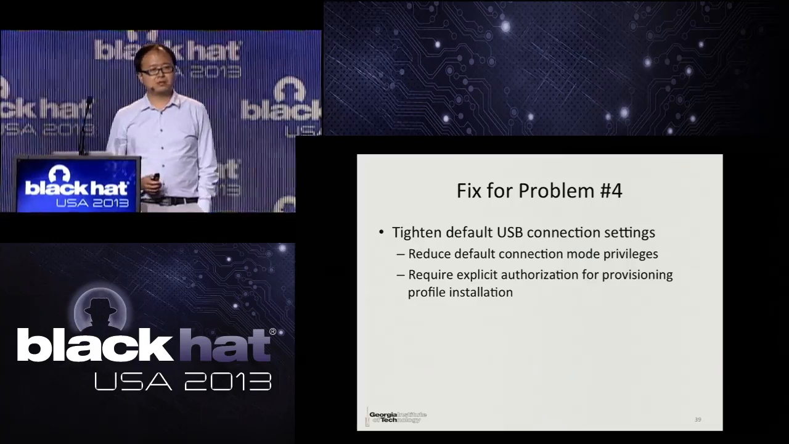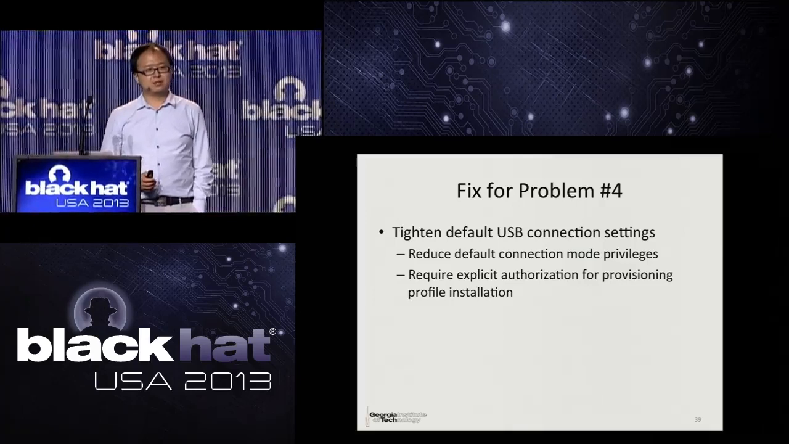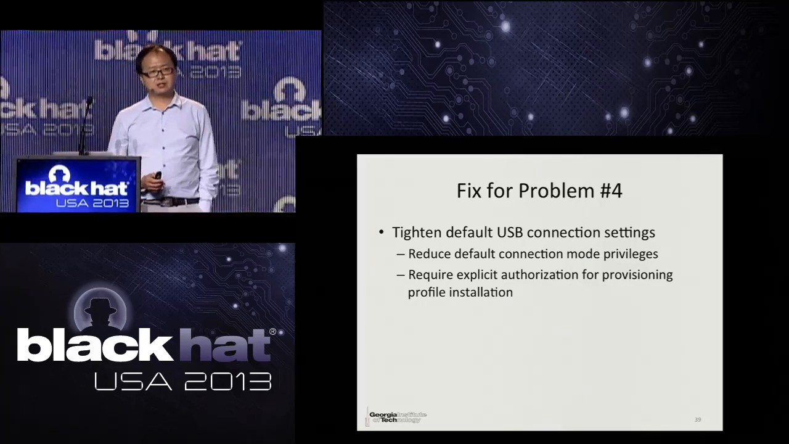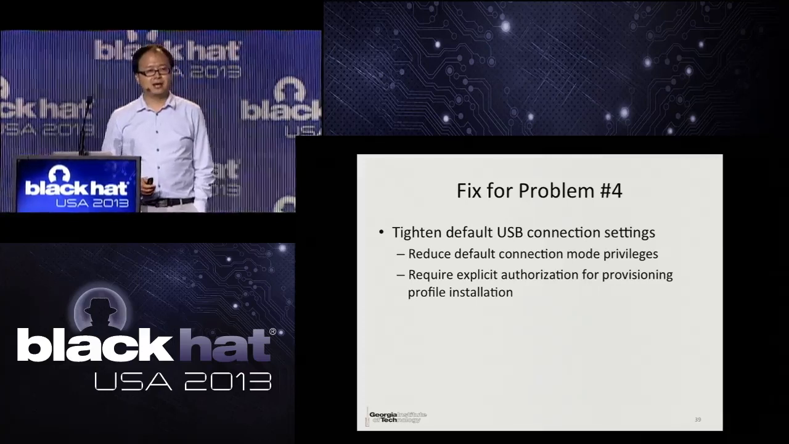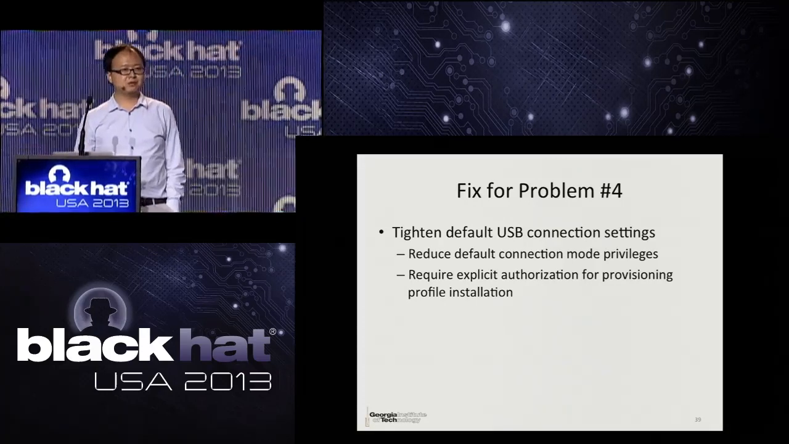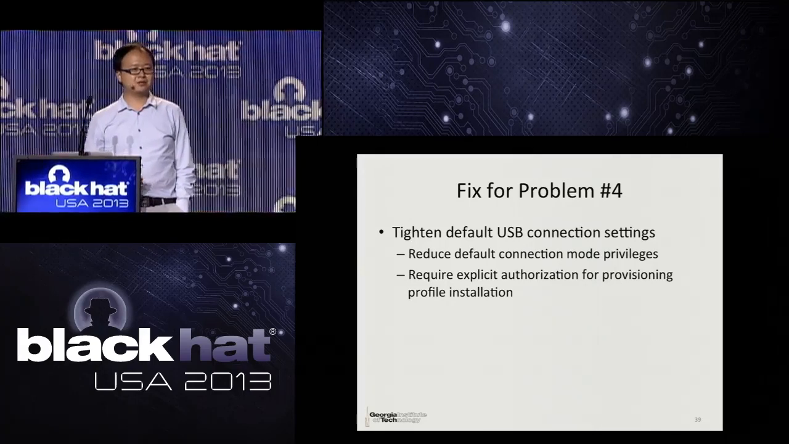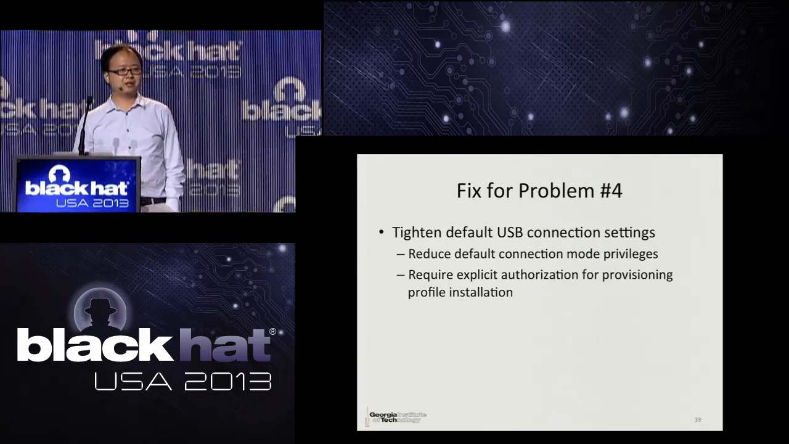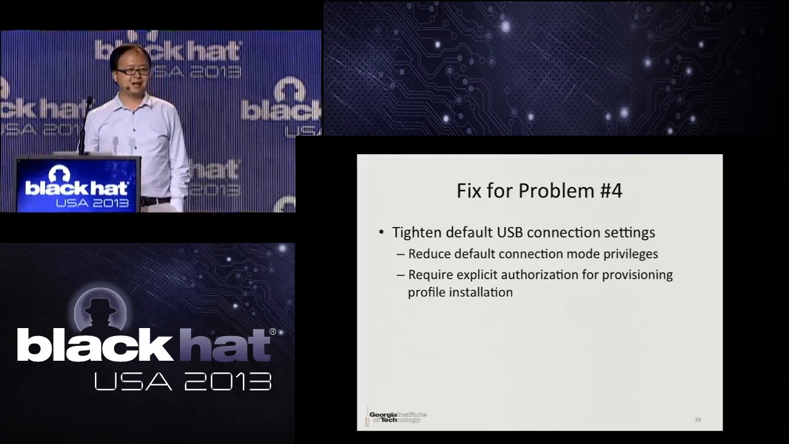So to fix this problem, we suggest reducing the default capability of USB. For example, installing the provisioning profile should ask the user for authorization. This can be done similar to how you ask the user whether to trust the host or not for pairing. And the debug mode should never be able to be turned on through USB. In fact, Android does a better job in this scenario, because to turn on the debug mode on an Android phone, the developer has to manually touch the version information 7 times before the menu even shows up.